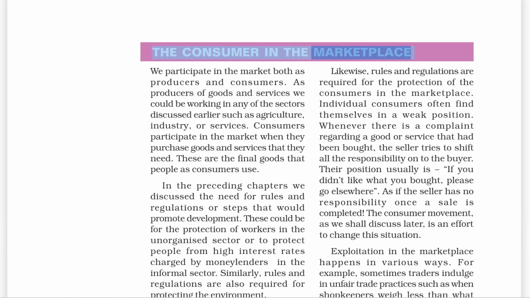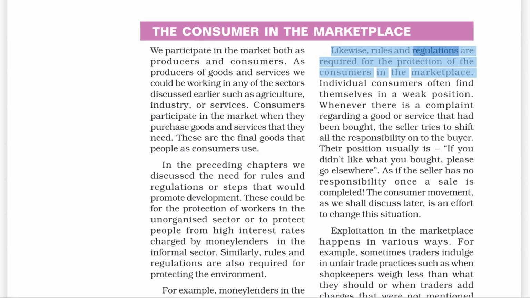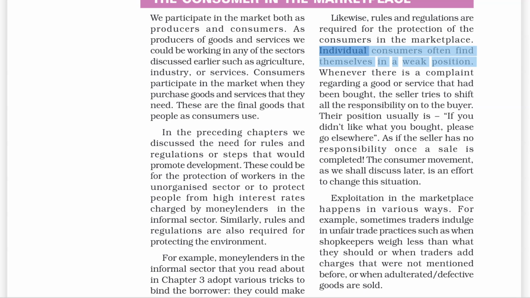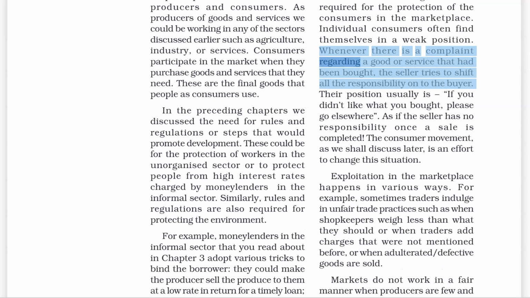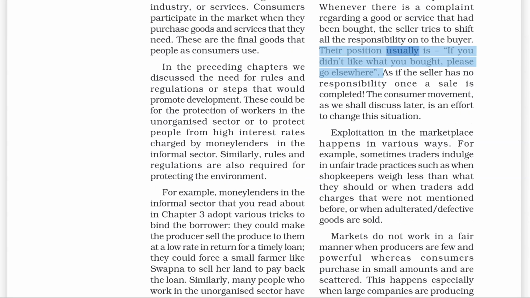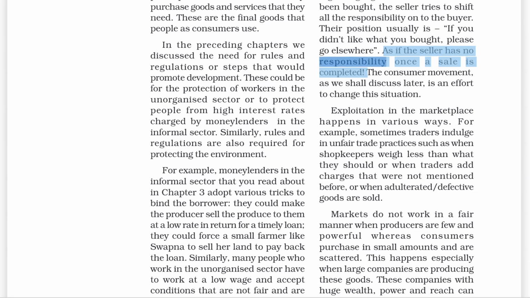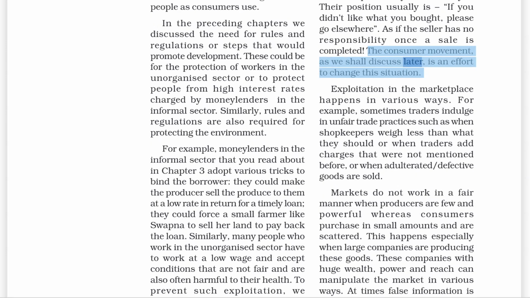The consumer in the marketplace. Likewise, rules and regulations are required for the protection of the consumers in the marketplace. Individual consumers often find themselves in a weak position. Whenever there is a complaint regarding a good or service that had been bought, the seller tries to shift all the responsibility onto the buyer. Their position usually is, if you didn't like what you bought, please go elsewhere. As if the seller has no responsibility once a sale is completed. The consumer movement, as we shall discuss later, is an effort to change this situation.